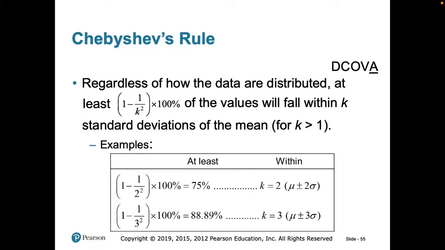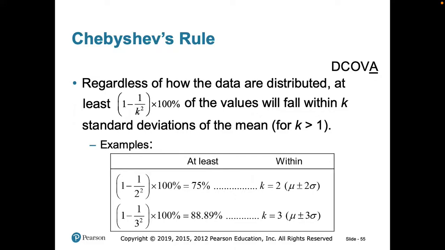But what happens when the data is not bell-shaped? Then you can use Chebyshev's theorem or Chebyshev's rule. Basically, this is saying that you can estimate the minimum proportion of observations that are going to be within a specific number of standard deviations from the mean. So it doesn't matter what shape that curve has. It could be bell-shaped, it could be skewed to the left or to the right, doesn't matter.